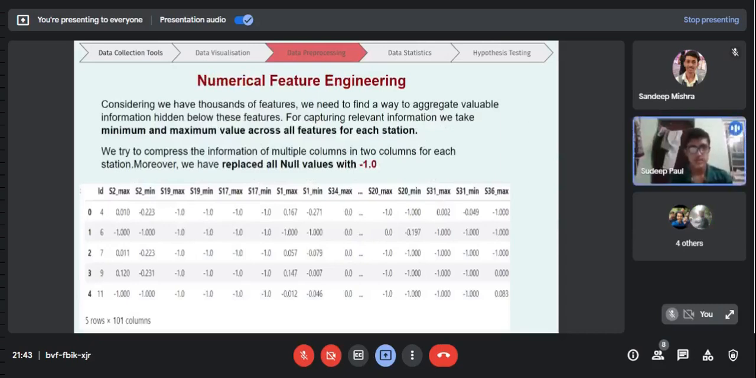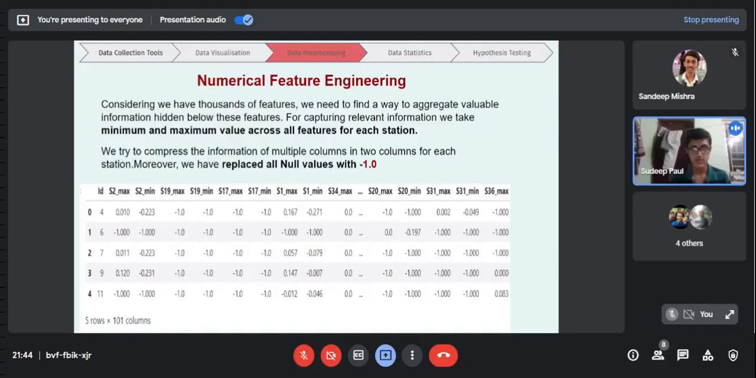So considering we have thousands of features, we need to find a way to aggregate valuable information hidden below these features. As we saw from data feature engineering, for the same station, all feature columns are the same. From there, we got an idea that we can compress the feature columns for each station. But in the case of the numerical data set, for each station, feature columns are not unique.